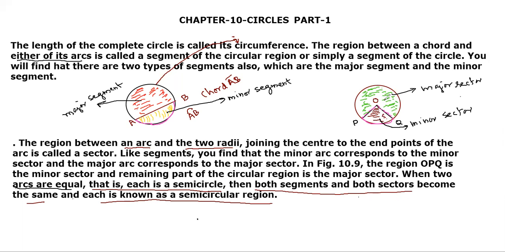That will become a chord, a straight line, which is a diameter. The diameter is the longest chord, and both regions will be called semicircular regions. I think you understood everything.